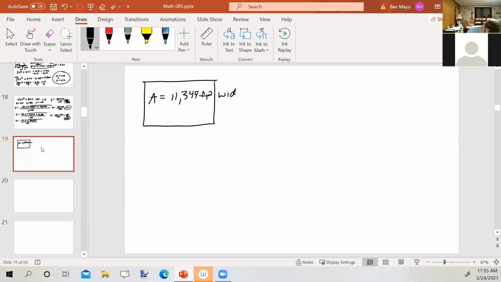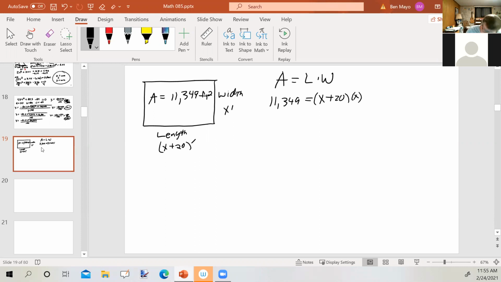So if this is the width, and we'll call that x, and this is the length, that would be x plus 20. Okay, x feet, x plus 20 feet. All right, it says find the dimensions. So the area of a rectangle is the length times the width. So 11,349 equals x plus 20 times x. So there's our equation. Any questions yet?